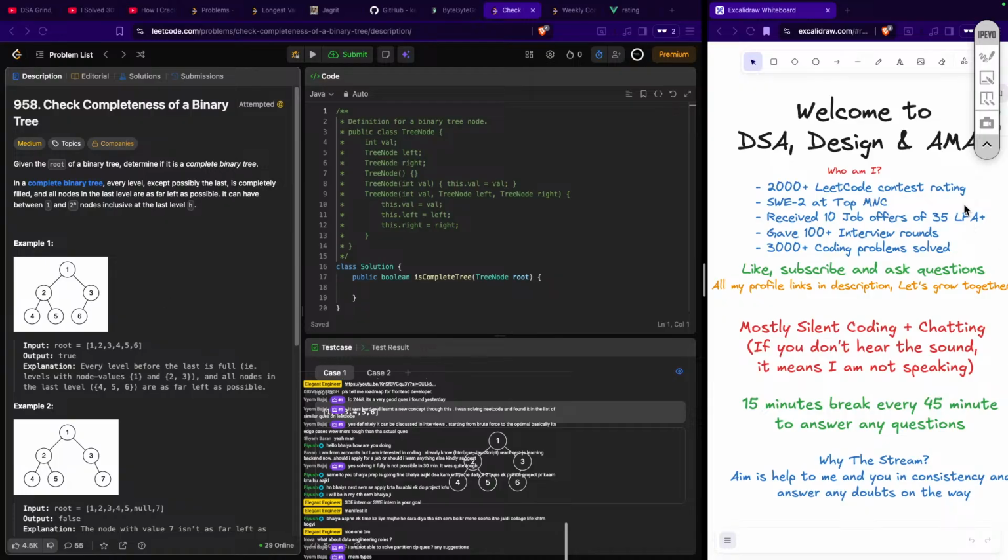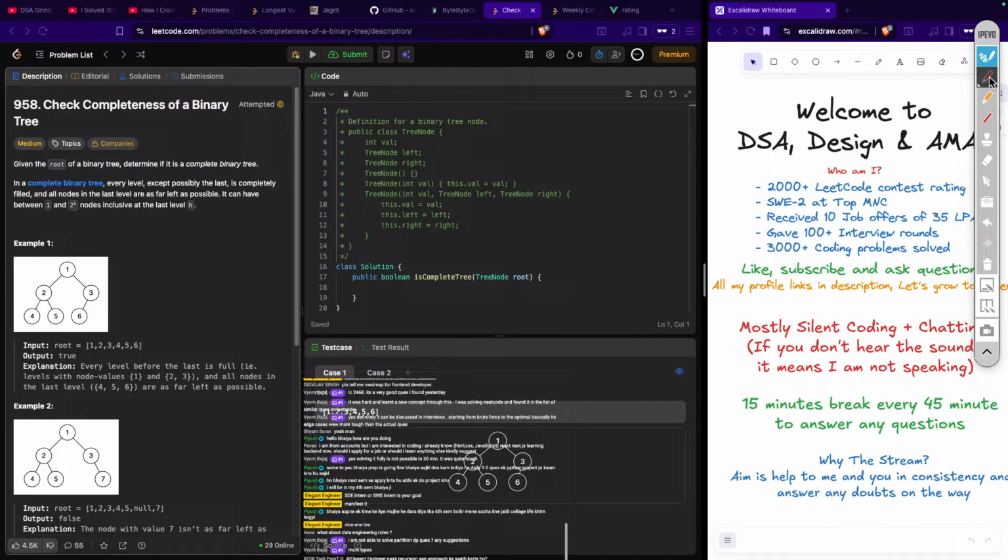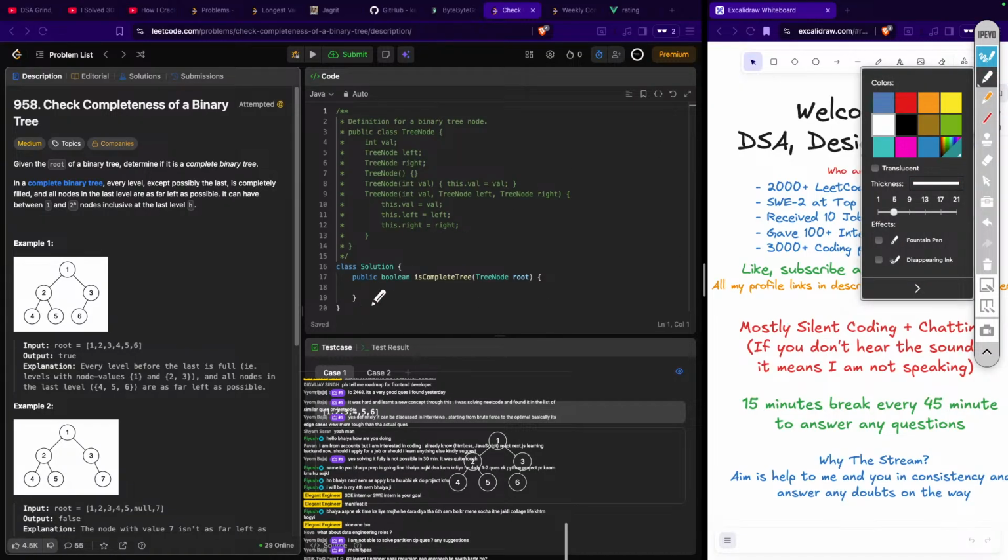How will the BFS of this look like? First I will have 1, then 2, 3 in the next level, then 4, 5 in the next level. I'll have 1, then 2, 3, then 4, 5.